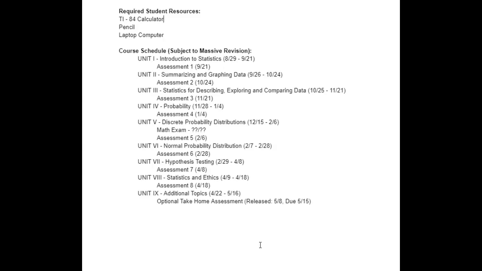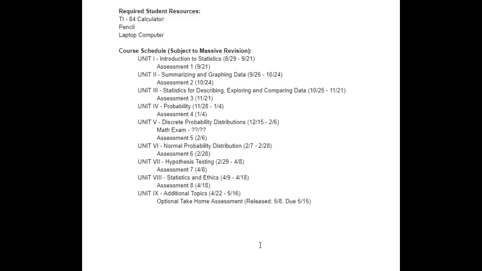This is a calculator heavy class. We leverage technology to solve problems in here a lot. So please, please, please, please, please bring that calculator to class every day. You need a pencil because you have to be able to write stuff down. Laptop computer: I share information via Schoology regularly. You need that laptop computer in order to receive that information.